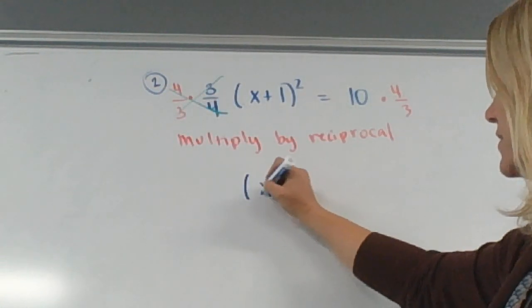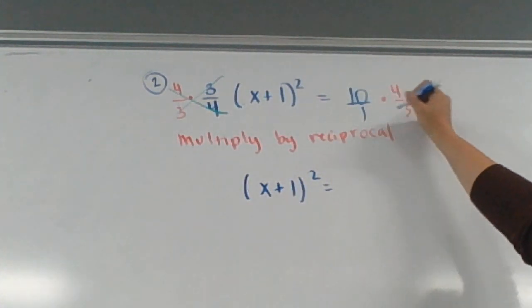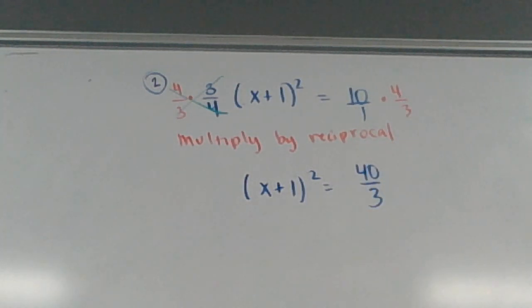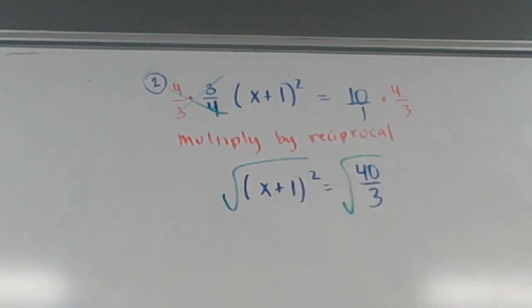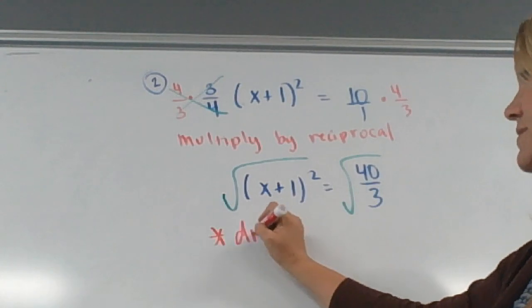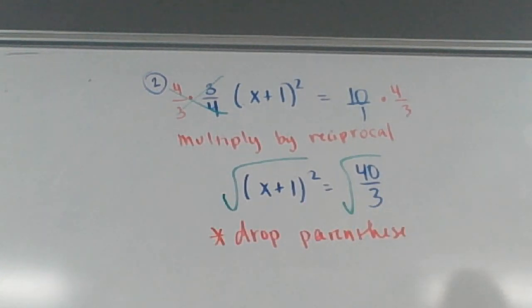And then I have x plus 1 squared equals, this is like 10 times 4 over 1 times 3, 40 over 3. Good. And then now our squared term's isolated, so we will square root both sides. When you have the parentheses, the whole expression squared, and you square root it, you can then drop the parentheses. So the square root and the 2 are gone. We no longer need the parentheses.